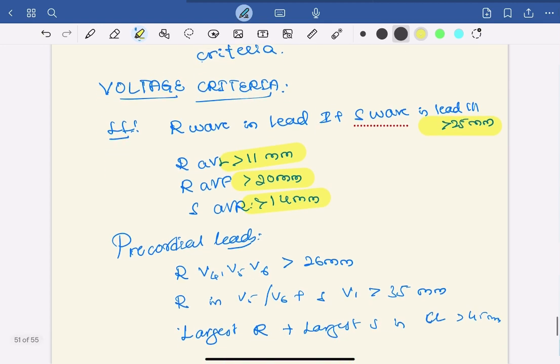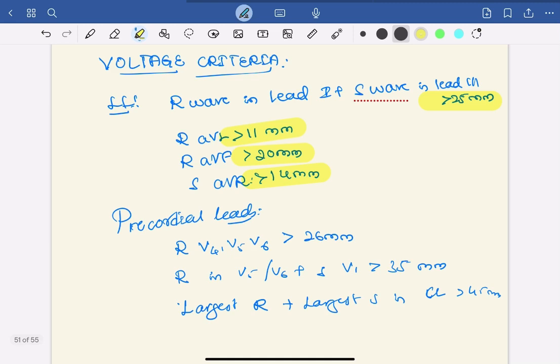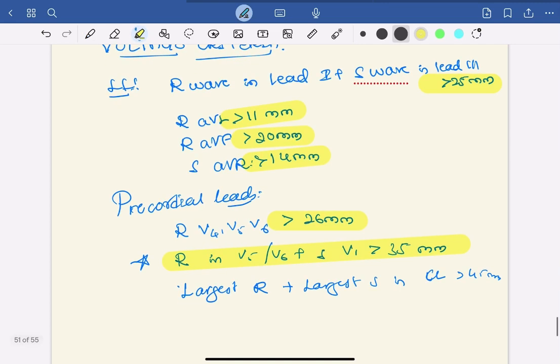In precordial leads, if the R wave amplitude in V4, V5, V6 is more than 26 mm, you can call it LVH. The R wave amplitude in V5, V6 plus S wave in V1 more than 35 mm, this is Sokolow-Lyon's criteria, the most commonly used. Or in precordial leads, the largest R wave plus the largest S wave in any chest leads, if it is more than 45 mm, we can diagnose it as LVH.